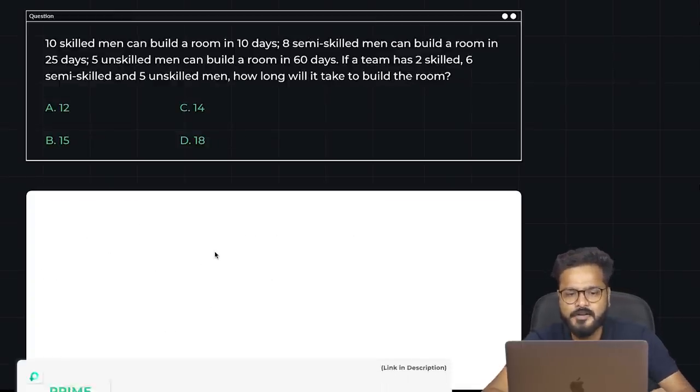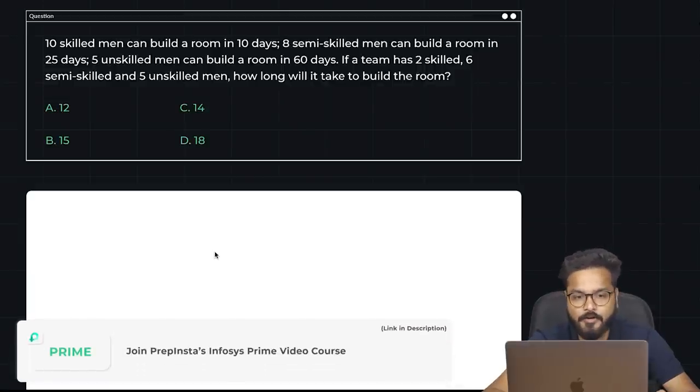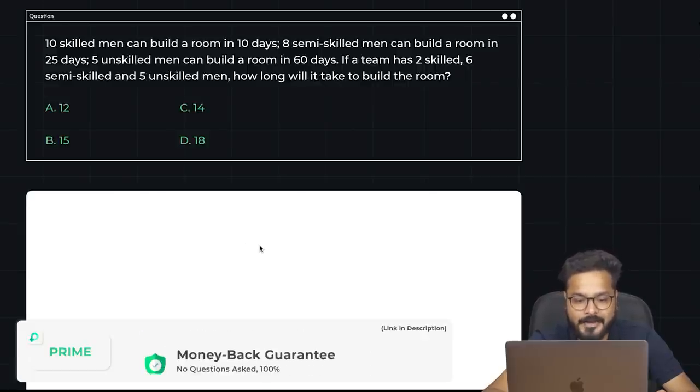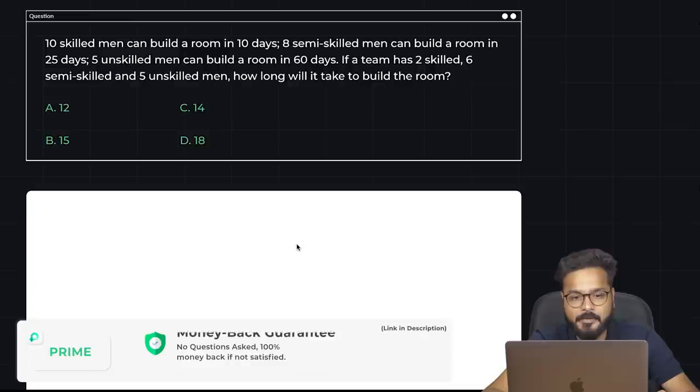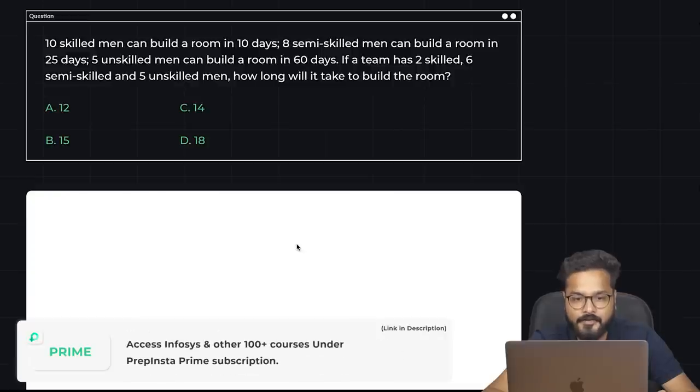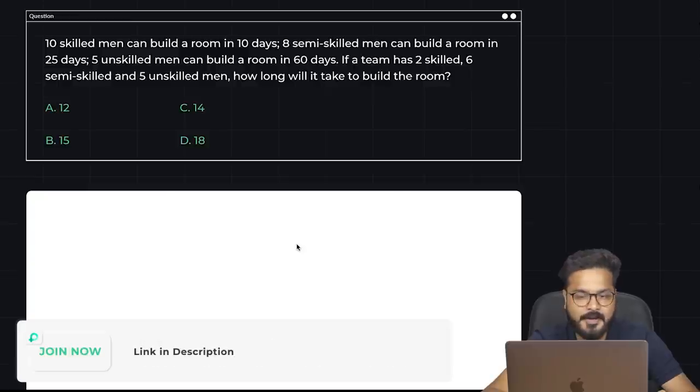Okay. Talking about a little interesting question now from Time and Work: 10 skilled men can build a room in 10 days, 8 semi-skilled men can build a room in 25 days, 5 unskilled men can build a room in 60 days. If a team has 2 skilled, 6 semi-skilled and 5 unskilled men, how long will it take to build the room? Can you guys pause this and start doing this on your own?